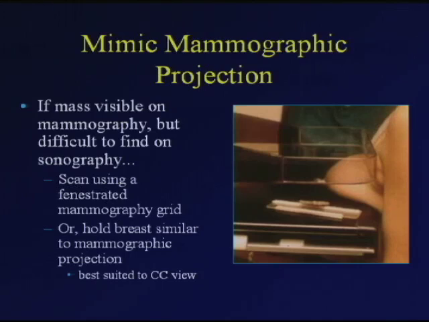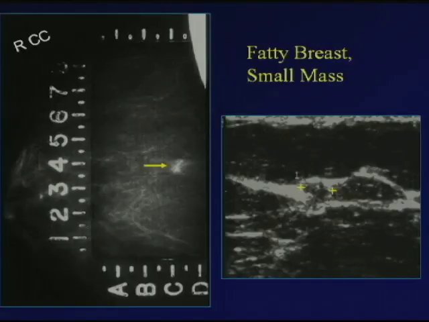Another thing you can do, if you have your ultrasound equipment handy to the mammography equipment, is to place the breast in a fenestrated mammography grid and take an image, and then you can see where the mass is in the alphanumeric grid and then place your transducer over it. In this case we saw a very small mass in a fatty breast, and we found the mass only by placing it in the grid in this way.